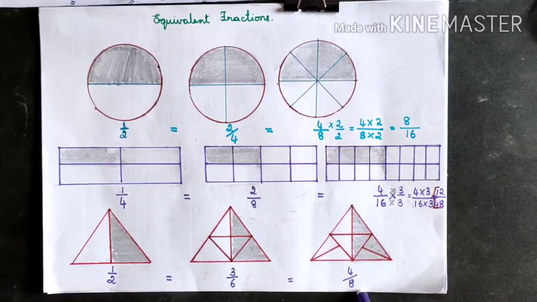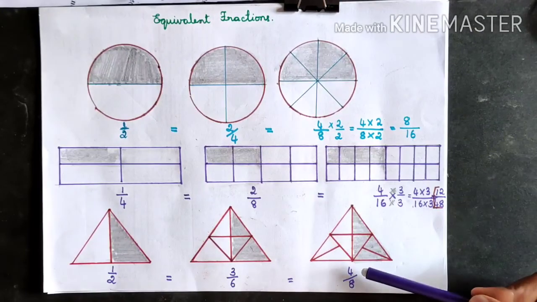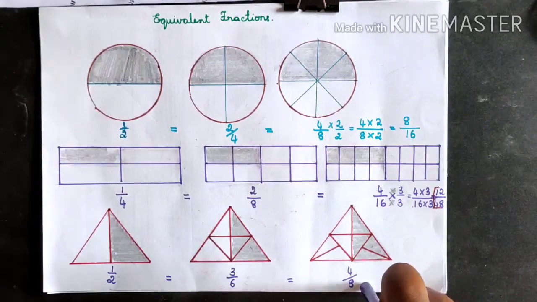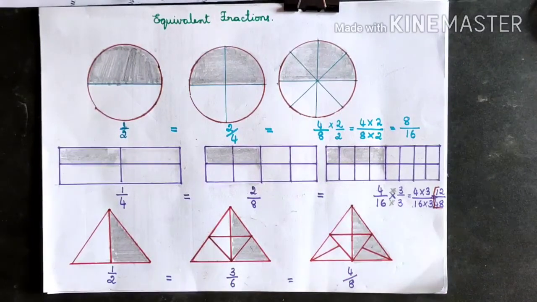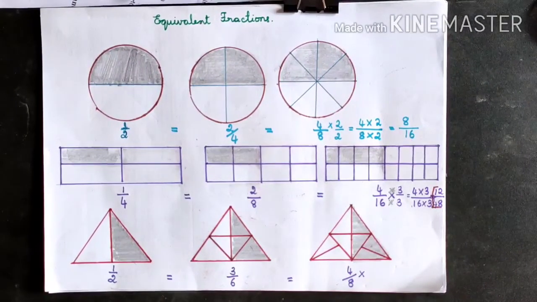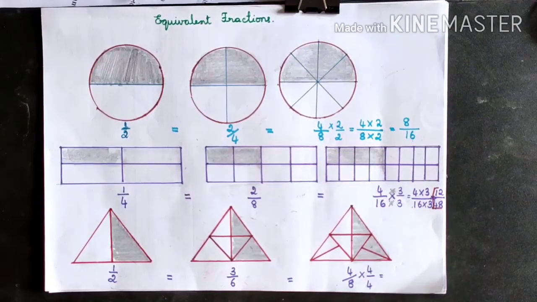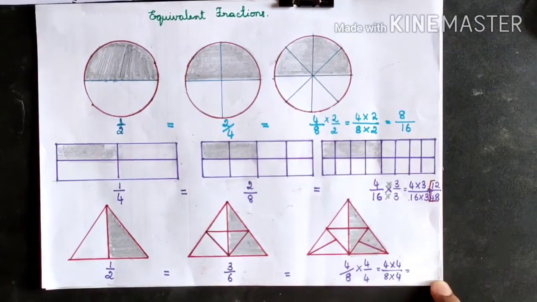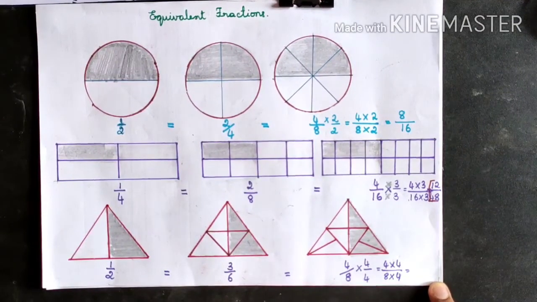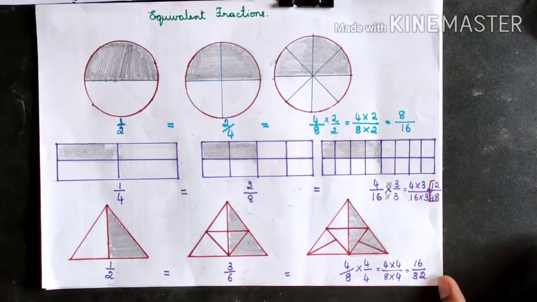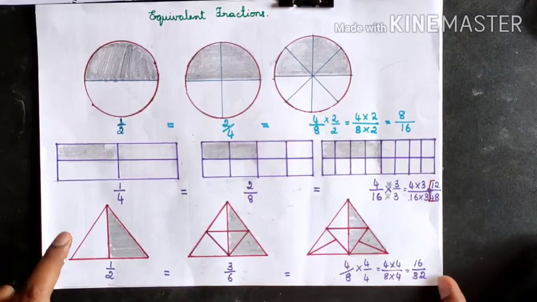We have already found an equivalent fraction of half, that is 8/16. We can find another here by multiplying the numerator and denominator by the same number. Let us multiply the numerator and the denominator by 4. Simplifying it gives us 4 into 4 in the numerator, 8 into 4 in the denominator. Simplifying further gives us 4 4s are 16 by 8 4s are 32. So 16/32 is another equivalent fraction for half.